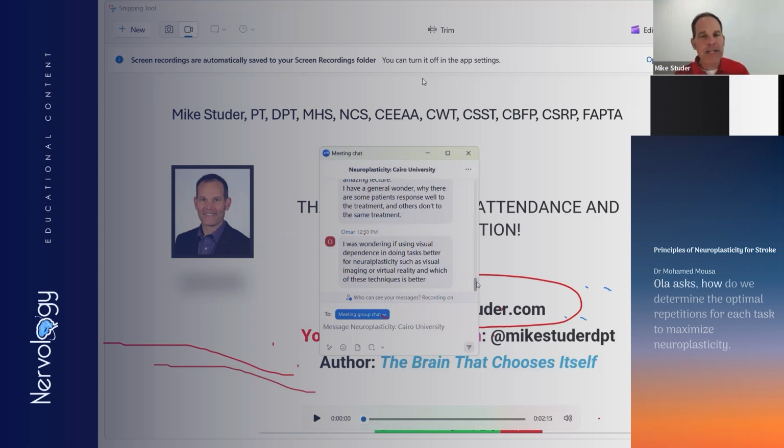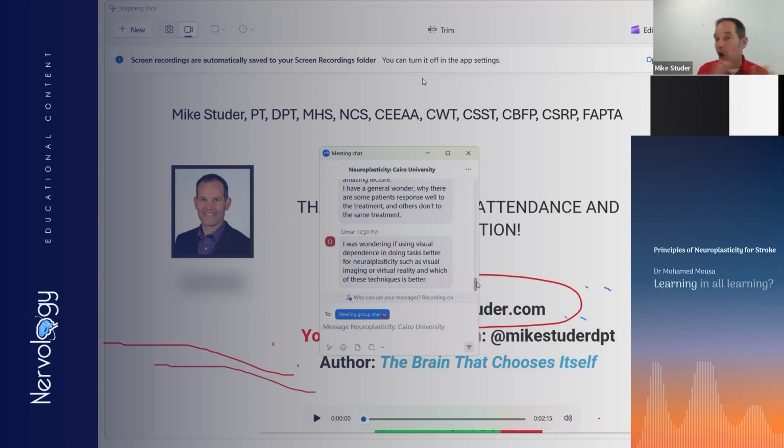Ola asks, how do we determine the optimal repetitions for each task to maximize neuroplasticity? The only way to know this for certain is if the person that you're consistently working with is demonstrating carryover and learning. So I give you an opportunity to practice, I take you away from that task, and then in fact, did you retain it? So that means I at least gave you enough repetitions, but did I give you more than you needed? Well, let me try to get away with a few less. Can you still demonstrate learning? And all learning is neuroplasticity, all learning.